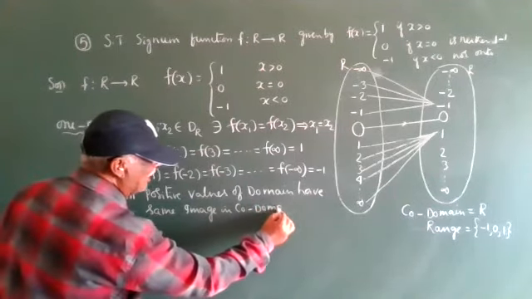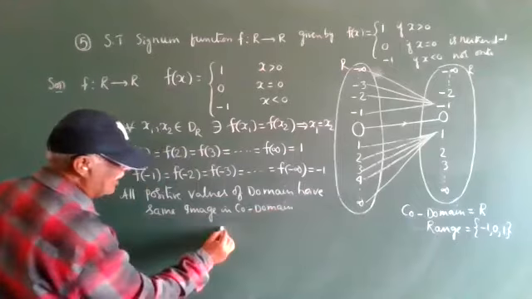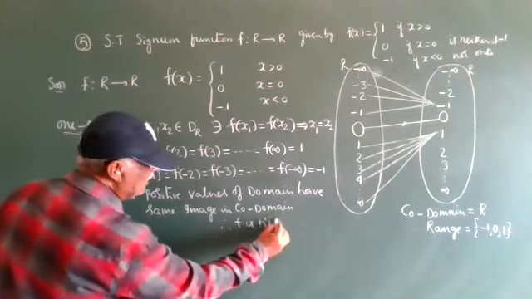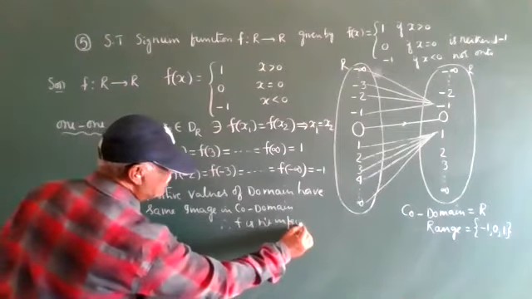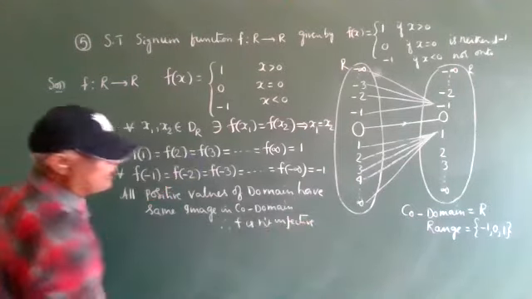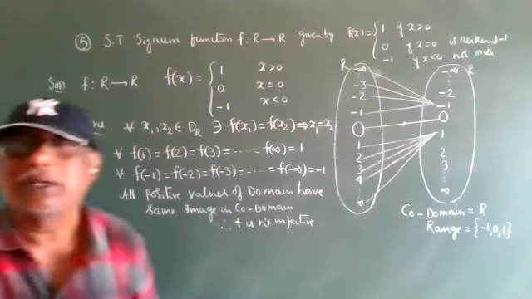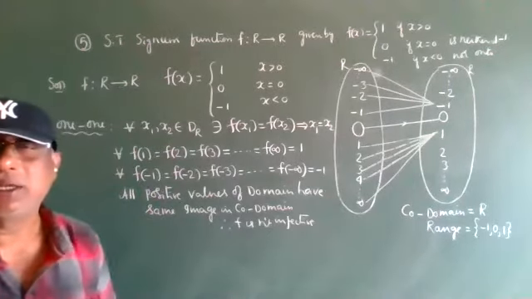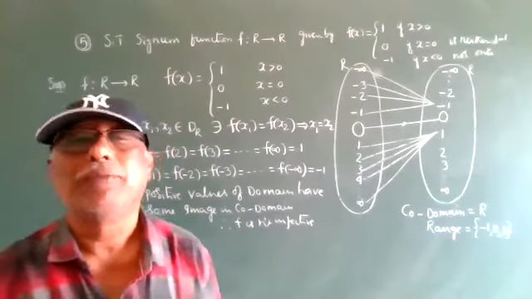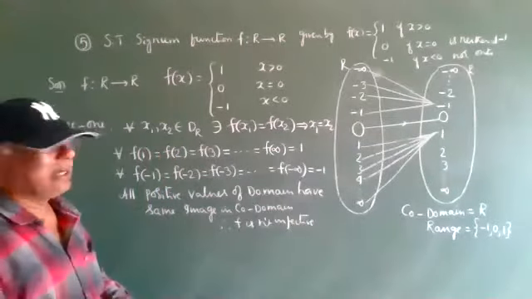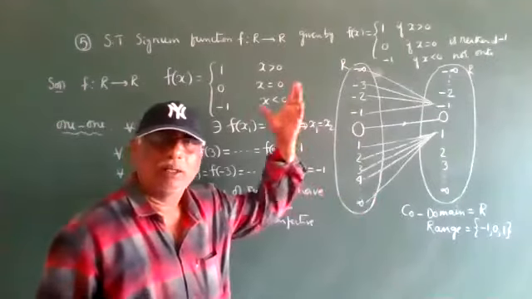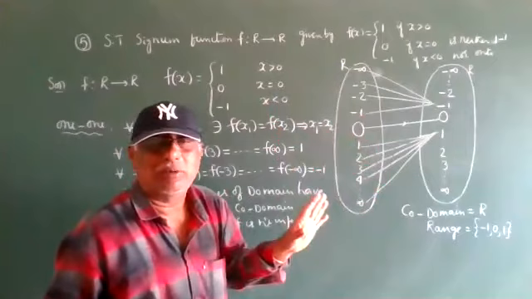Therefore, f is not one-one. f is not injective. Is this point clear, everyone? f is not injective. Right, now onto. We already know the codomain has all the values, but the range is not equal.